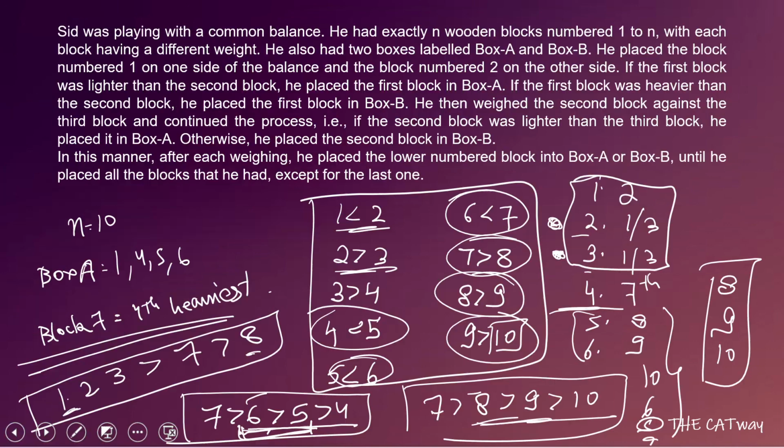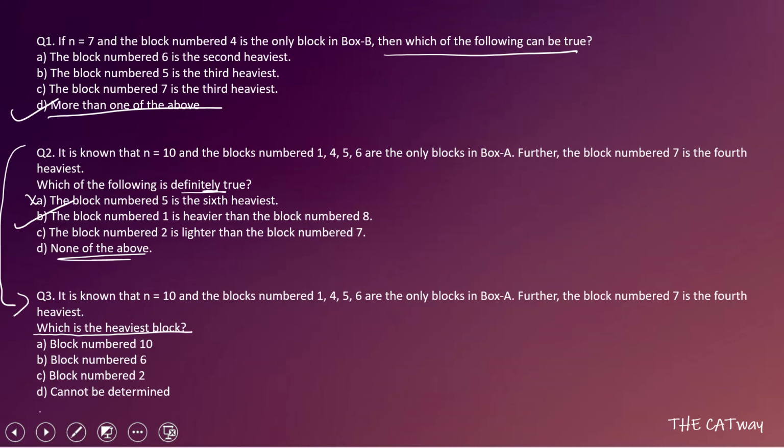For the heaviest block, we have already found out that 2 is going to be the heaviest block. So we can directly answer that the answer is option C, that is block number 2 is going to be the heaviest block. So with this, the set is completed.